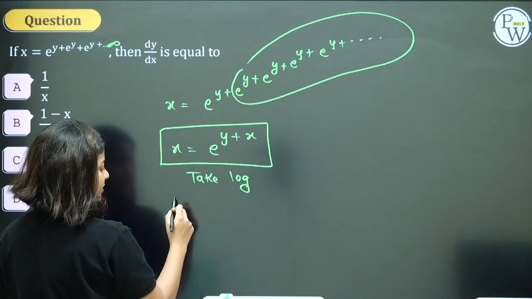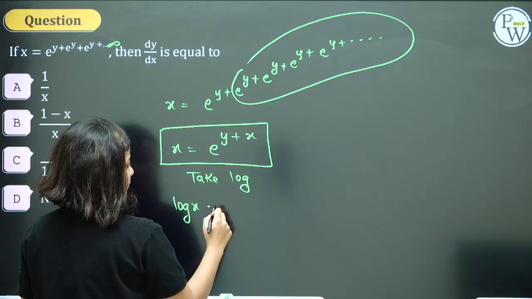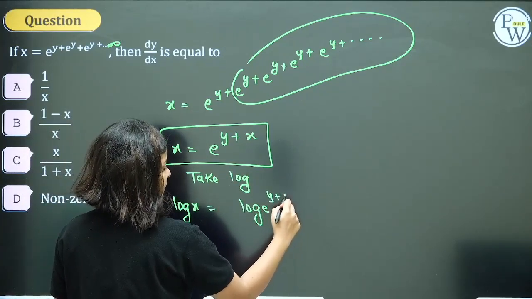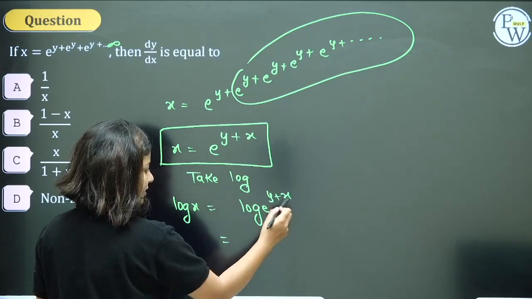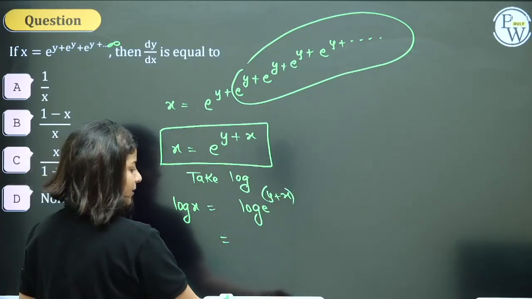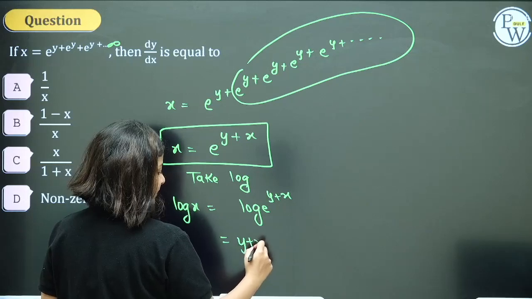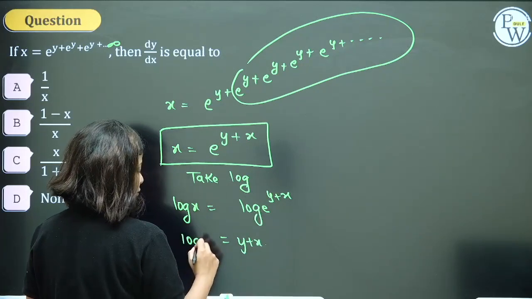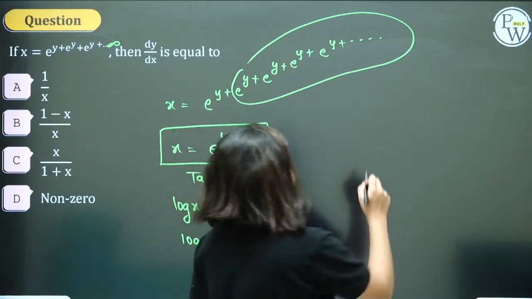Take log, easier. Log x is equal to, if you take log of e raised to y plus x, and using the exponential property, y plus x will come here into log of e. Log of e is 1. I hope you all know log e is 1. Ready to be differentiated.